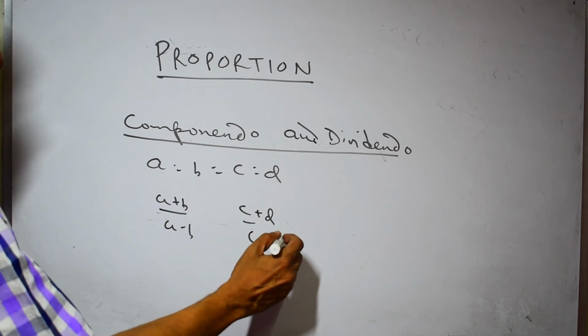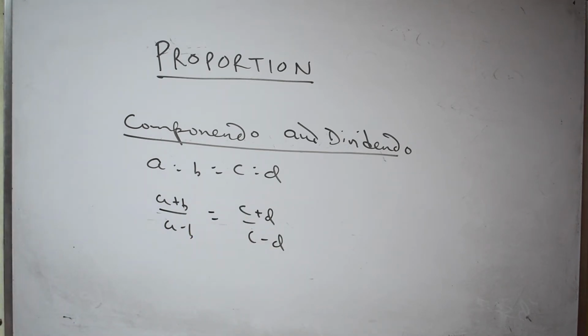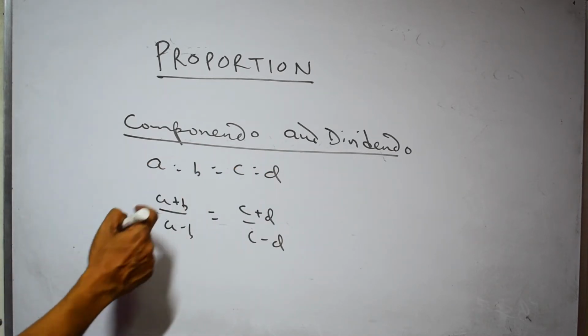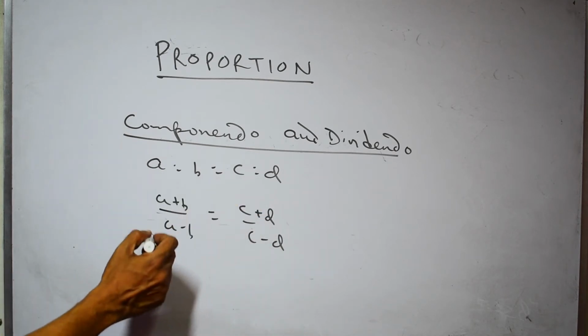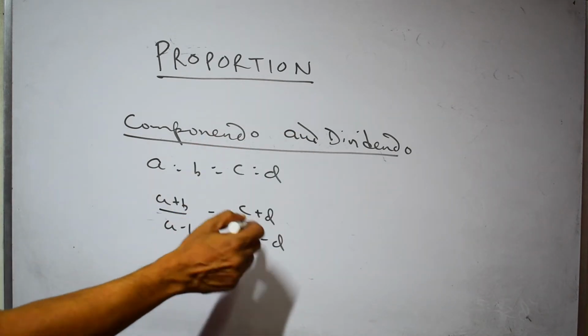So the idea of componendo dividendo is very simple. a by b is equal to c by d, then componendo will be a plus b and c plus d, divided by dividendo a minus b, c minus d.